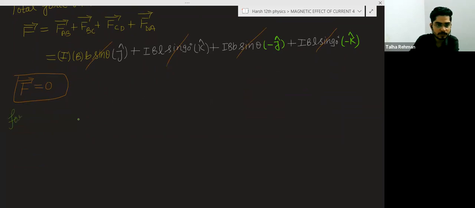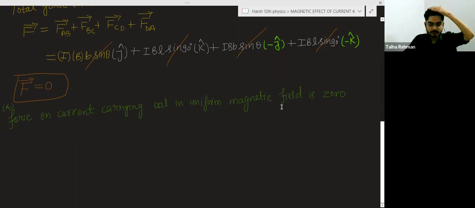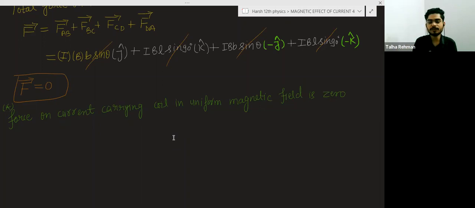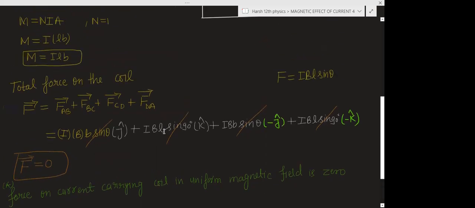So remember this point: force on a current carrying coil in a uniform magnetic field is zero. Now, force is zero, but it does not mean that the coil will not rotate. There can be some torque on this coil.